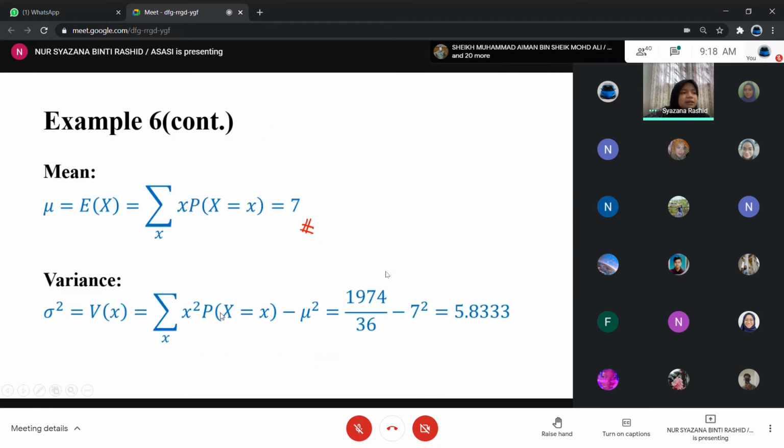Ni. Okay, yang ni. Tadi daripada table. Minus mu square. Minus mu square. So mu berapa? Mu is 7. So minus 7 square. Ni baru variance. Kita dapat nilai variance. Okay, ada soalan setakat ni? Nak cari mean dengan variance guna table?